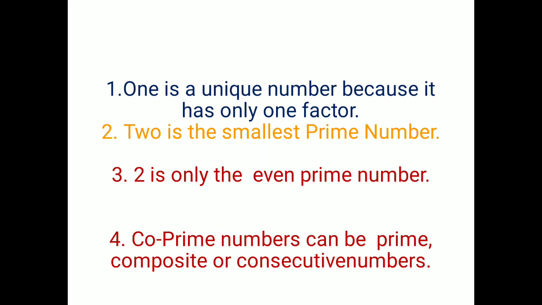So you know what prime numbers are, what composite numbers are, and now there is one new term, that is consecutive. Consecutive numbers are those numbers which come continuously. There will be no gap, like 1, 2, 3, 4, 5, 6, 7, 8, 9, 10. So all are consecutive numbers because there is no gap between them. Is it clear?